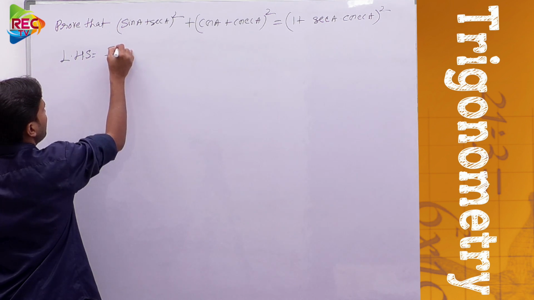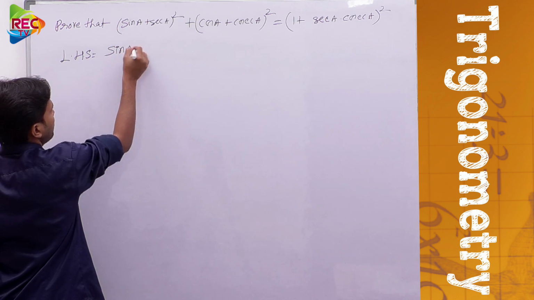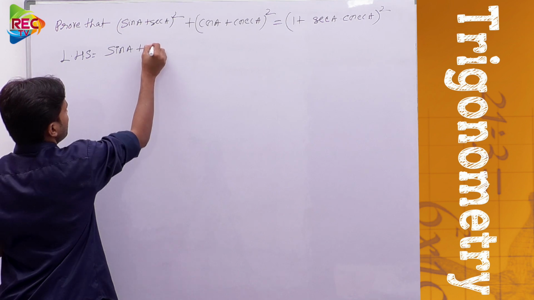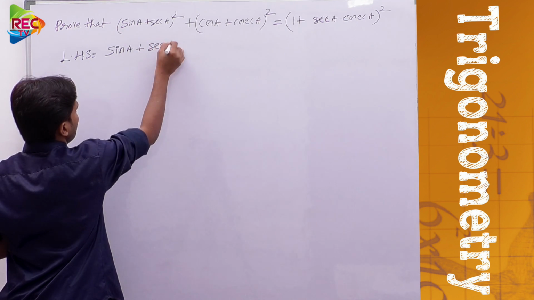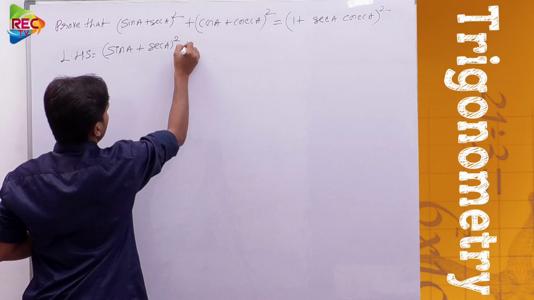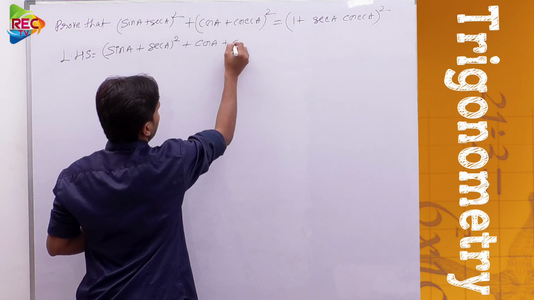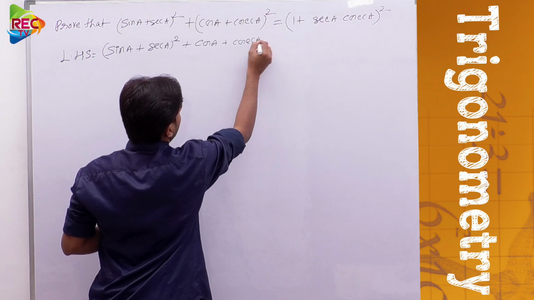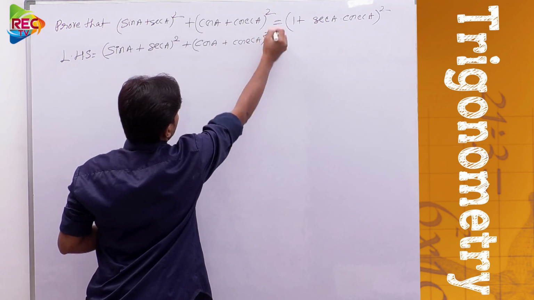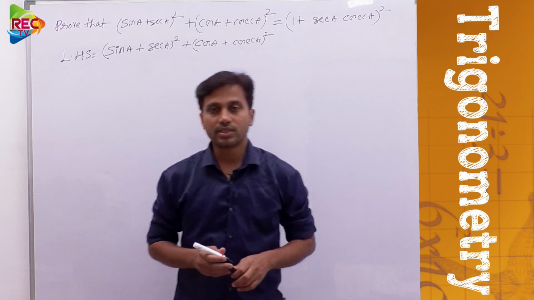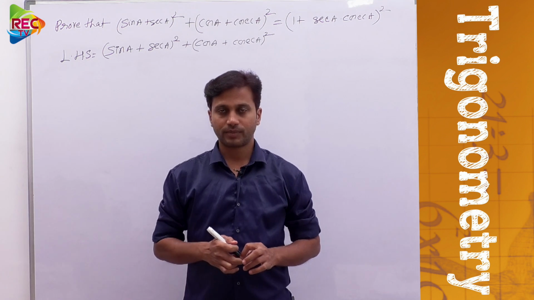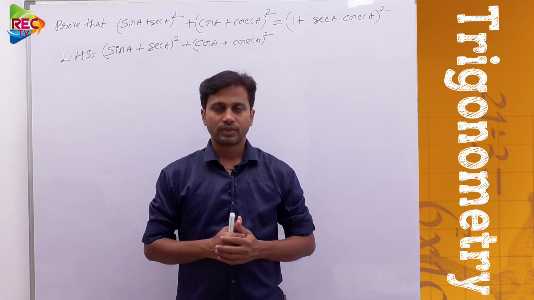(sin A plus secant A) whole square plus (cos A plus cosecant A) whole square. Now this was the given LHS part. Okay. Now what do we have to do?